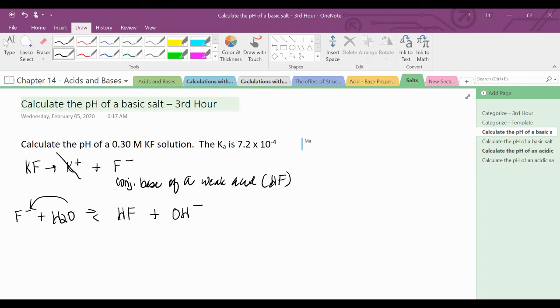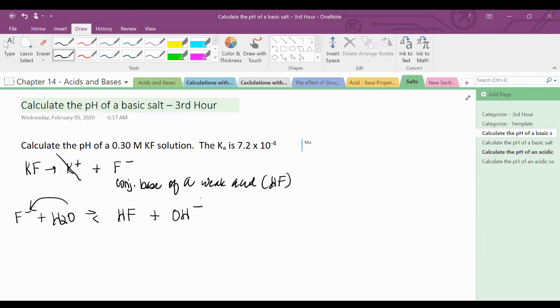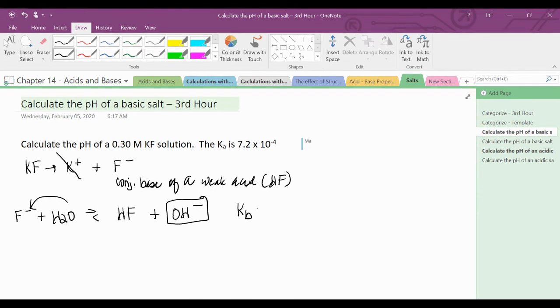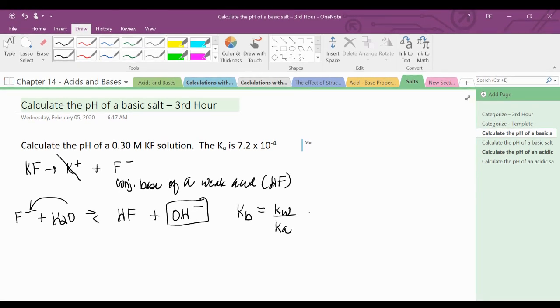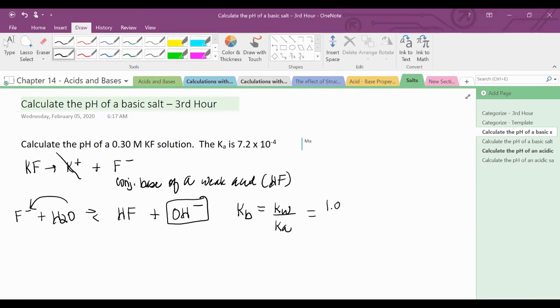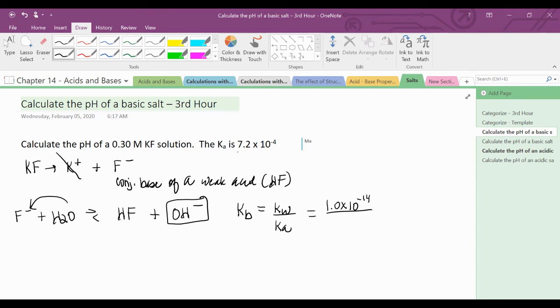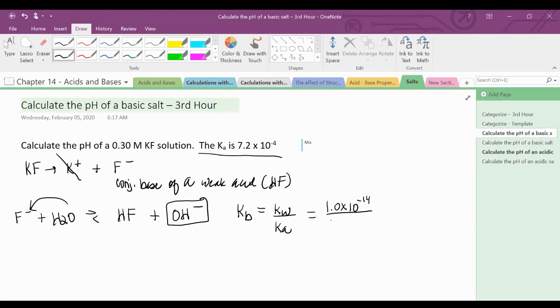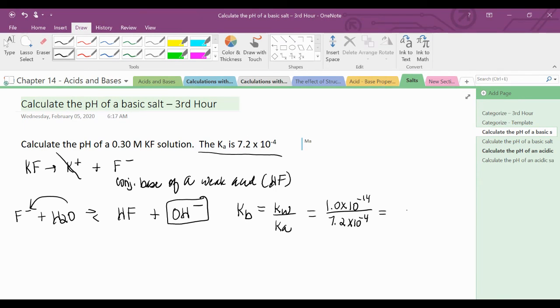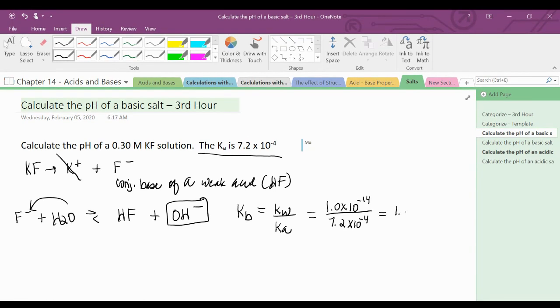Okay. Now, because this makes hydroxide, you're going to need a Kb value. So Kb, we can find that by taking Kw and dividing by Ka. So Kw is 1 times 10 to the negative 14th. And I gave you the Ka in the question. I tell you it's 7.2 times 10 to the negative 4th. And so Kb is going to be 1.4 times 10 to the negative 11th.